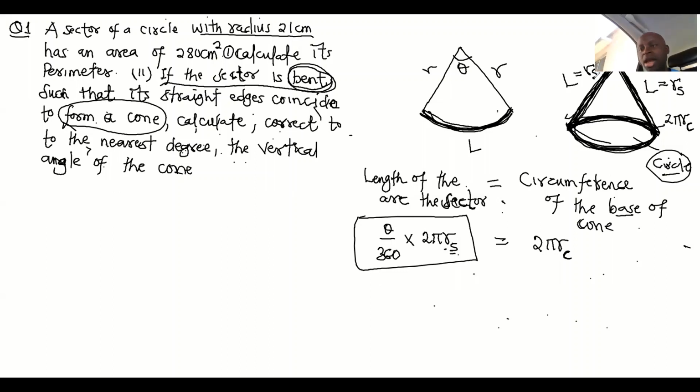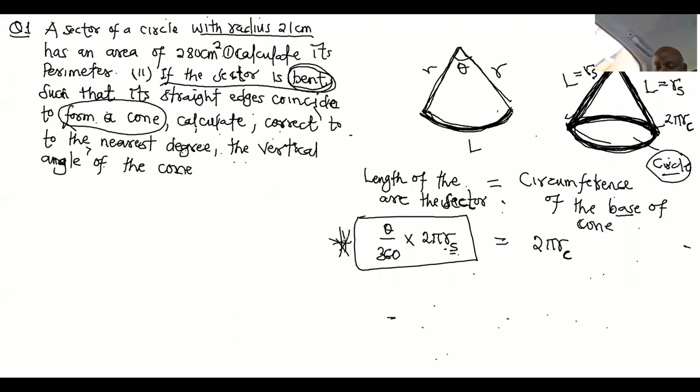Okay, now look at the board. This is the radius of the sector. The radius of this sector is always the slant height of the cone. You have to note that. So let's continue, please. So this part is for the sector.